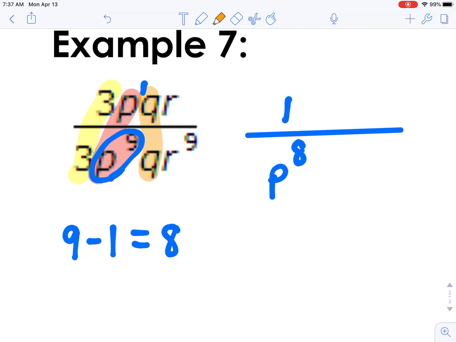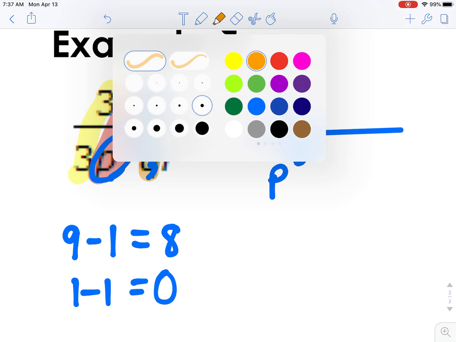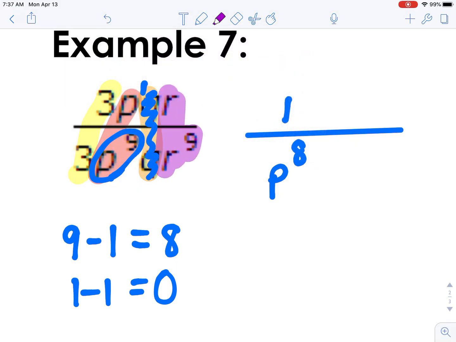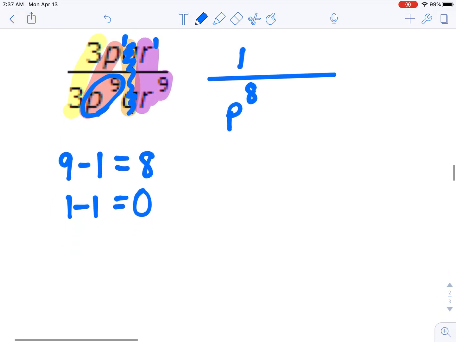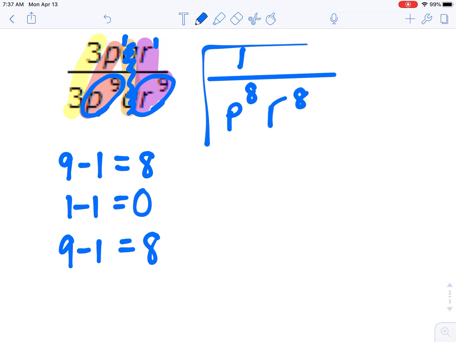Looking at your q's, you have q divided by q. If they have the same exact exponent, they actually will cross off, or you can think of it as 1 minus 1 is 0. And lastly, our r's. Bigger minus smaller. 9 minus 1 is 8. The bigger one is on the bottom, so r to the 8 on the bottom.